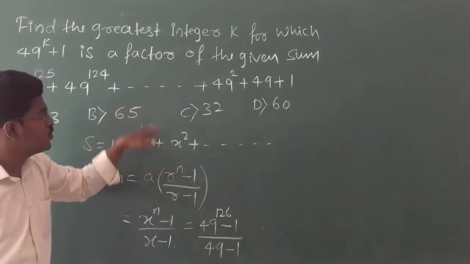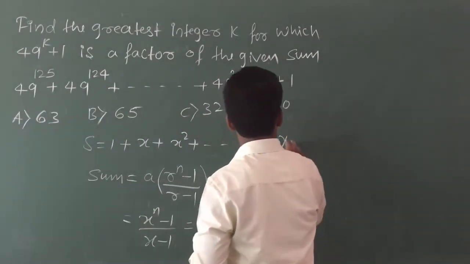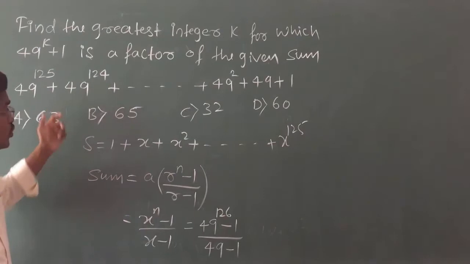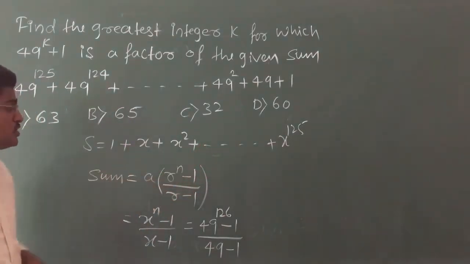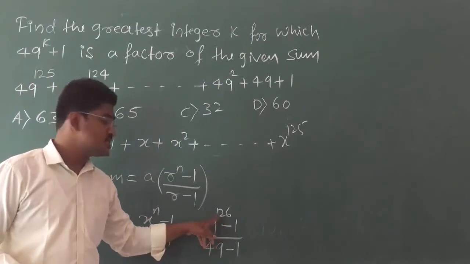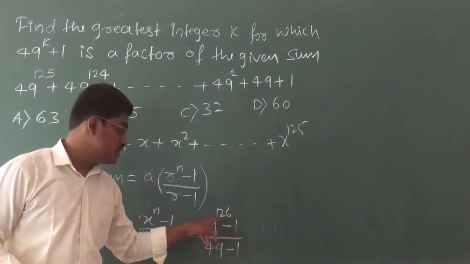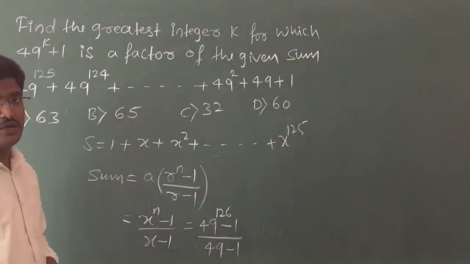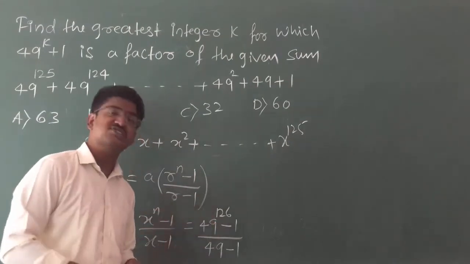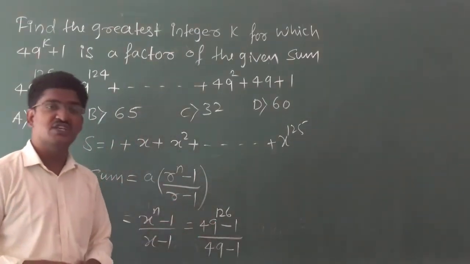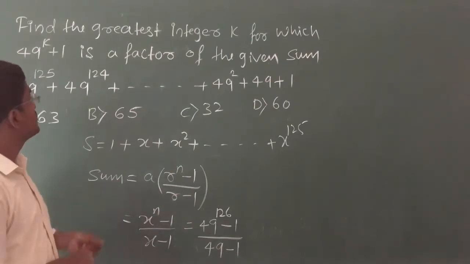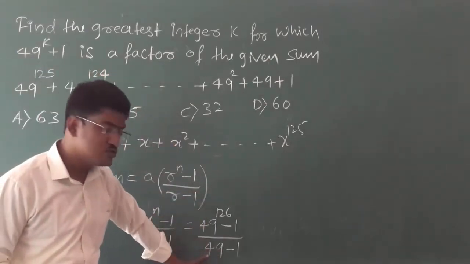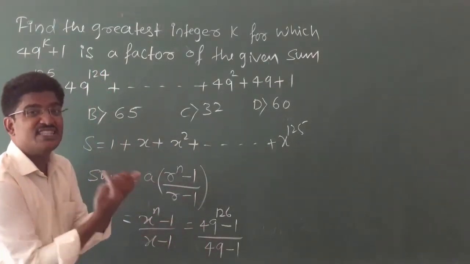If I compare these two, this will end at x to the power of 125. In the place of x, you have 49. Totally you have 126 elements. So therefore, n value is 126. 49 to the power of 126 minus 1 divided by 49 minus 1. No problem. Again, have you got the answer? No. Now you have to find factors of this. If you find the factors of this, everything is over. Clear? Because they have said this is one of the factors of this sum. So already you solved the sum. From this you have to calculate the factors.